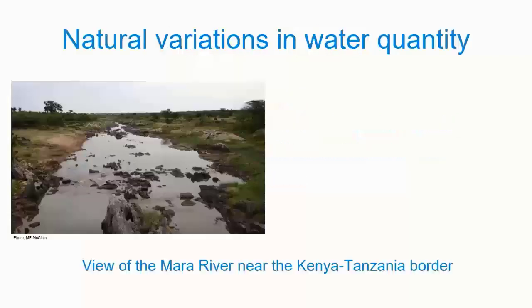Let's begin with a river example. I described water quantity as the defining aspect of freshwater systems because the quantity of water determines the spatial extent of the system and many other physical and biological characteristics. This is a photo of the Mara River in East Africa, where it crosses the border from Kenya into Tanzania and flows into Serengeti National Park.